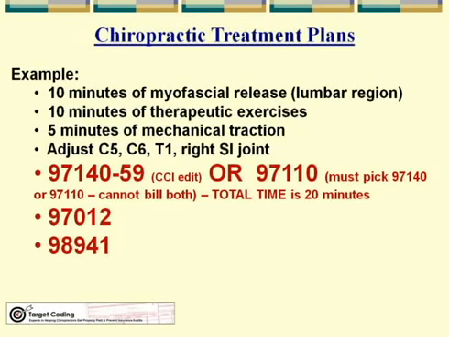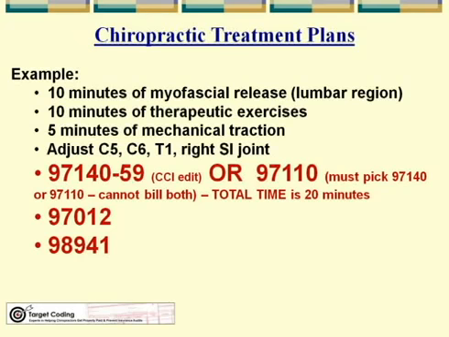And then for the traction, which is not a time code, it's 97012 and 98941. So again, for those 4 bullet points, you're going to bill 97140 or 97110. You can pick either one because the amount of time is the same for both, 10 minutes each, but you only got into 20 minutes. 2 units or 2 codes begins at 23 minutes. So 97140 or 97110, and then 97012 for the traction, and then 98941, which is the 3 to 4 region chiropractic adjustment. So I wanted to give you a little update on time codes because I did mention it.